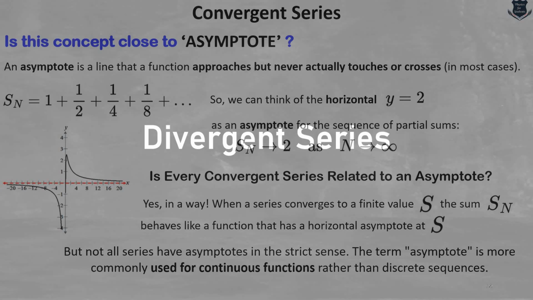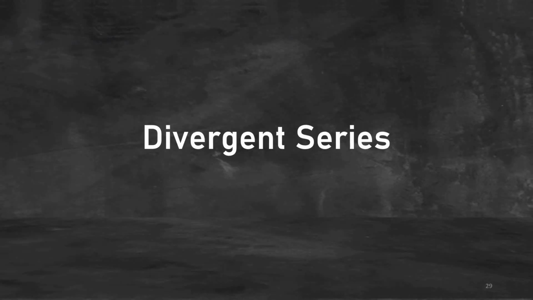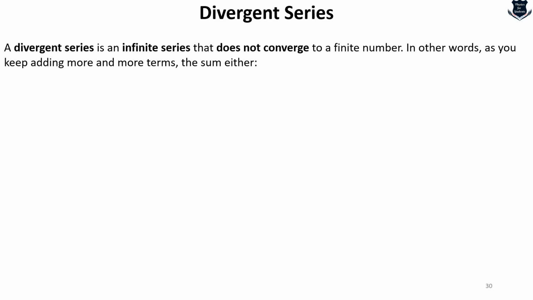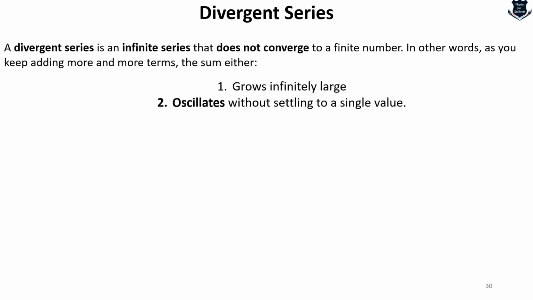So, done with convergent series, we come to the next and most important part: what is actually a divergent series? Is it just the opposite? Let us find out. A divergent series, remember, is an infinite series, but it does not converge to a finite number. In other words, as you keep on adding more terms, it happens in two ways. One, it either grows infinitely large, or two, it oscillates without settling on a single value. Sometimes this, sometimes that. It's a kind of pendulum which oscillates here and there.